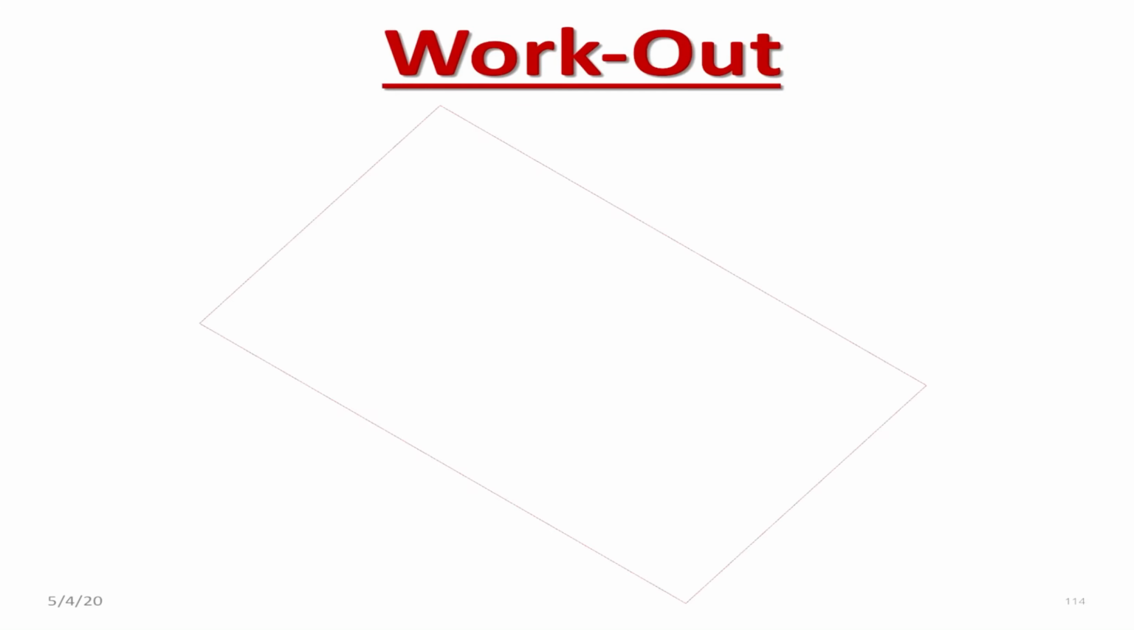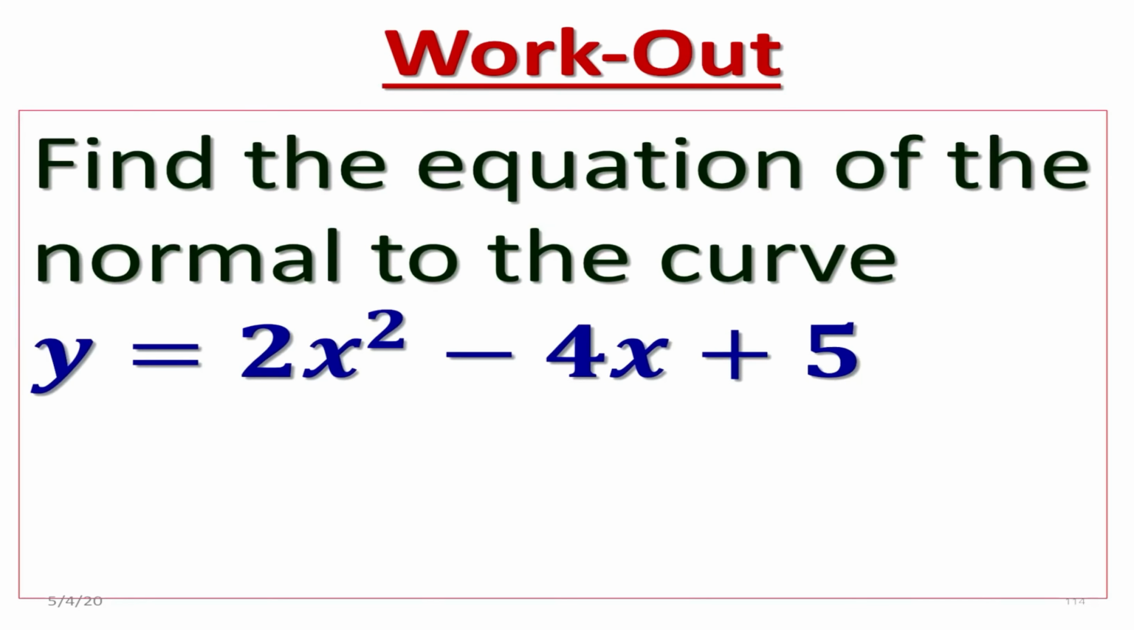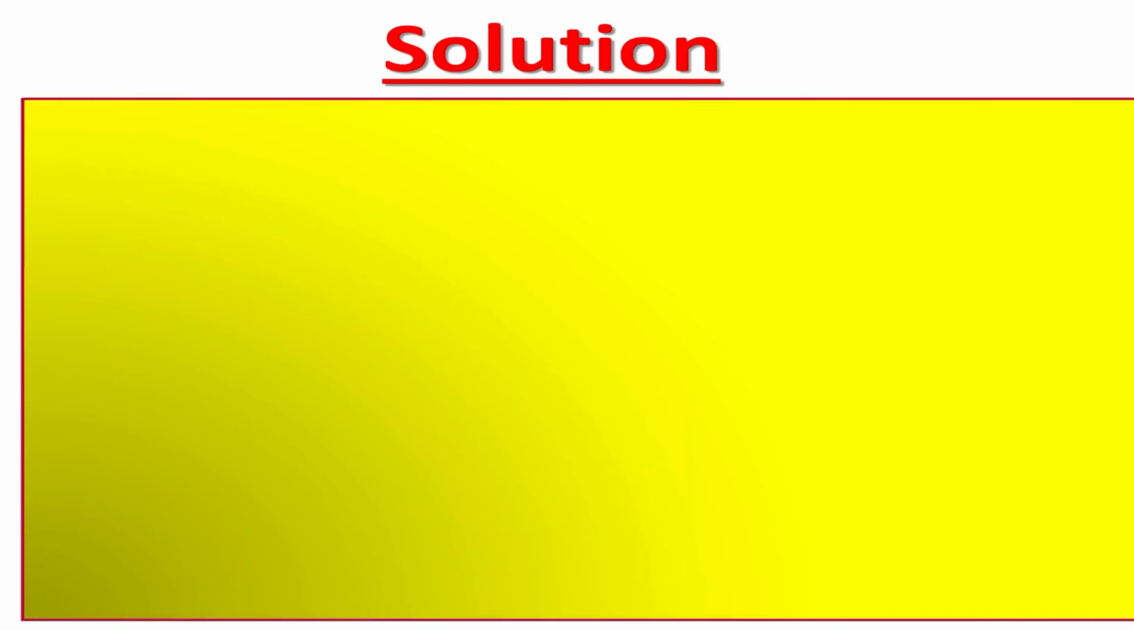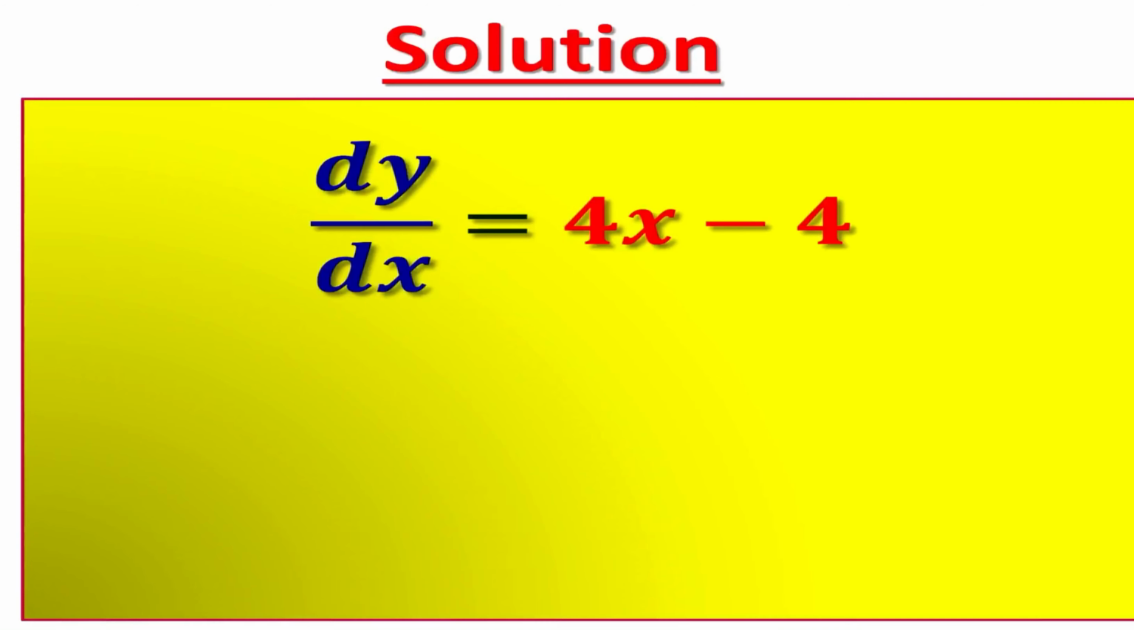Now let's have a look at an example. Say we need to find the equation of the normal line to the curve y equals x squared minus 4x plus 5 at the given point (2, 5). Alright. Now let's begin with the derivative, which is 2x minus 4, since you are given a basic quadratic function and you need to use the power rule.